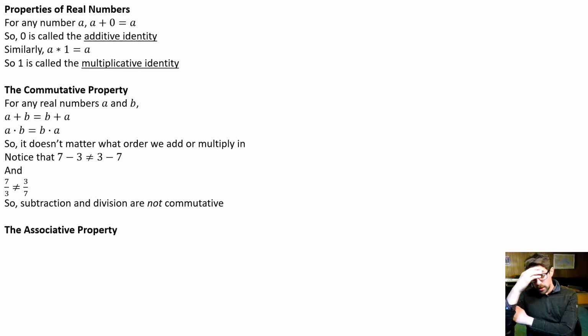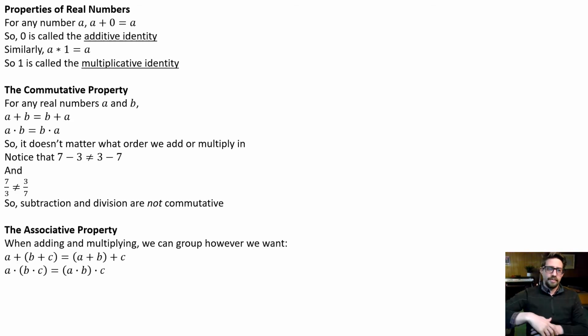The associative property says we can associate different numbers with other numbers and it won't change the end result. Basically, to associate means we can put parentheses around certain numbers. And it's only when adding and multiplying. Division and subtraction are a little bit more finicky, but that's what it says. We can group however we want. So when you hear the word associative, think associate like group together.